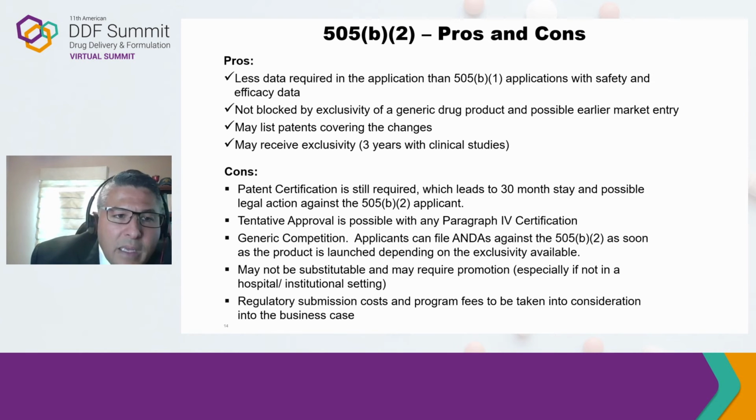studies. On the con side, patent certification is still required, which leads to a 30-month stay and possible legal action against a 505(b)(2) applicant. Tentative approval is possible with any Paragraph IV certification. Generic competition will be there if there is no exclusivity, and applicants can file an ANDA against the 505(b)(2) as soon as the product is launched, depending on the exclusivity available.